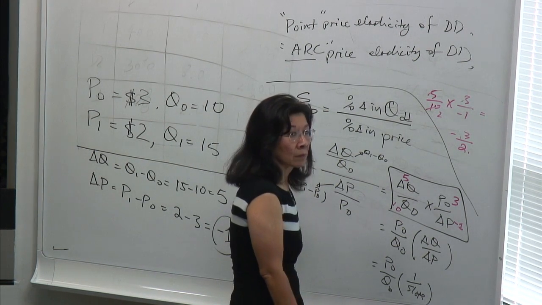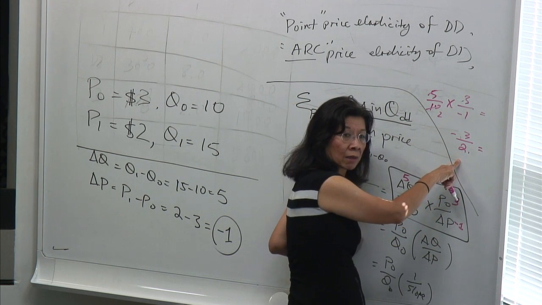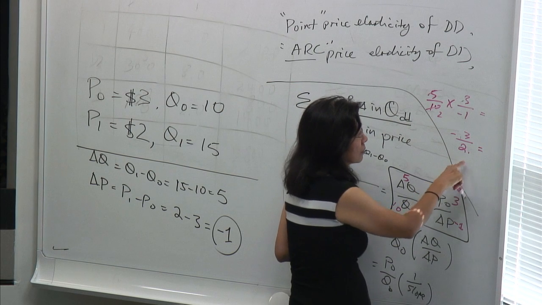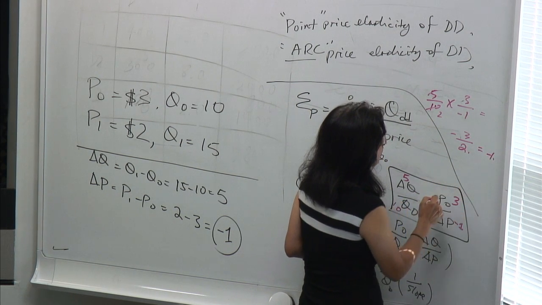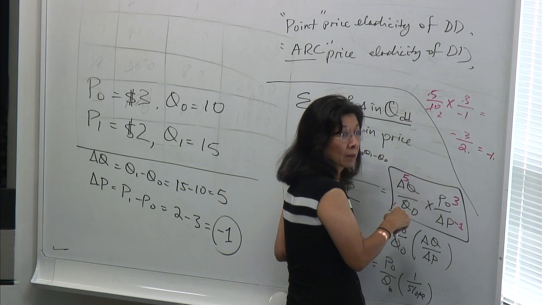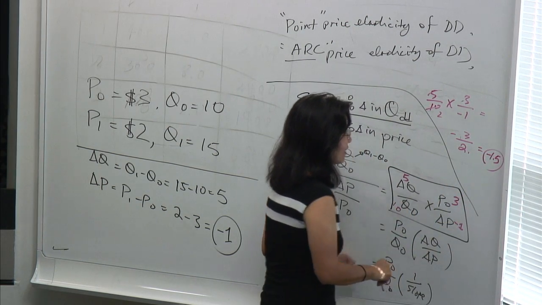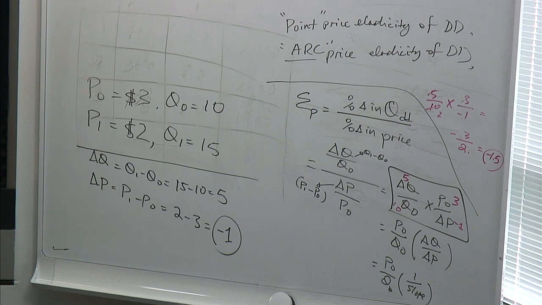I forgot. Anyway, what's this? Use your calculator. Andrew, use your calculator. It's negative 1.5. But you gotta take the absolute value. Are you sure it's 1.5? It's gotta be positive. Is there any answer? 1.5. So the absolute value of it is 1.5.